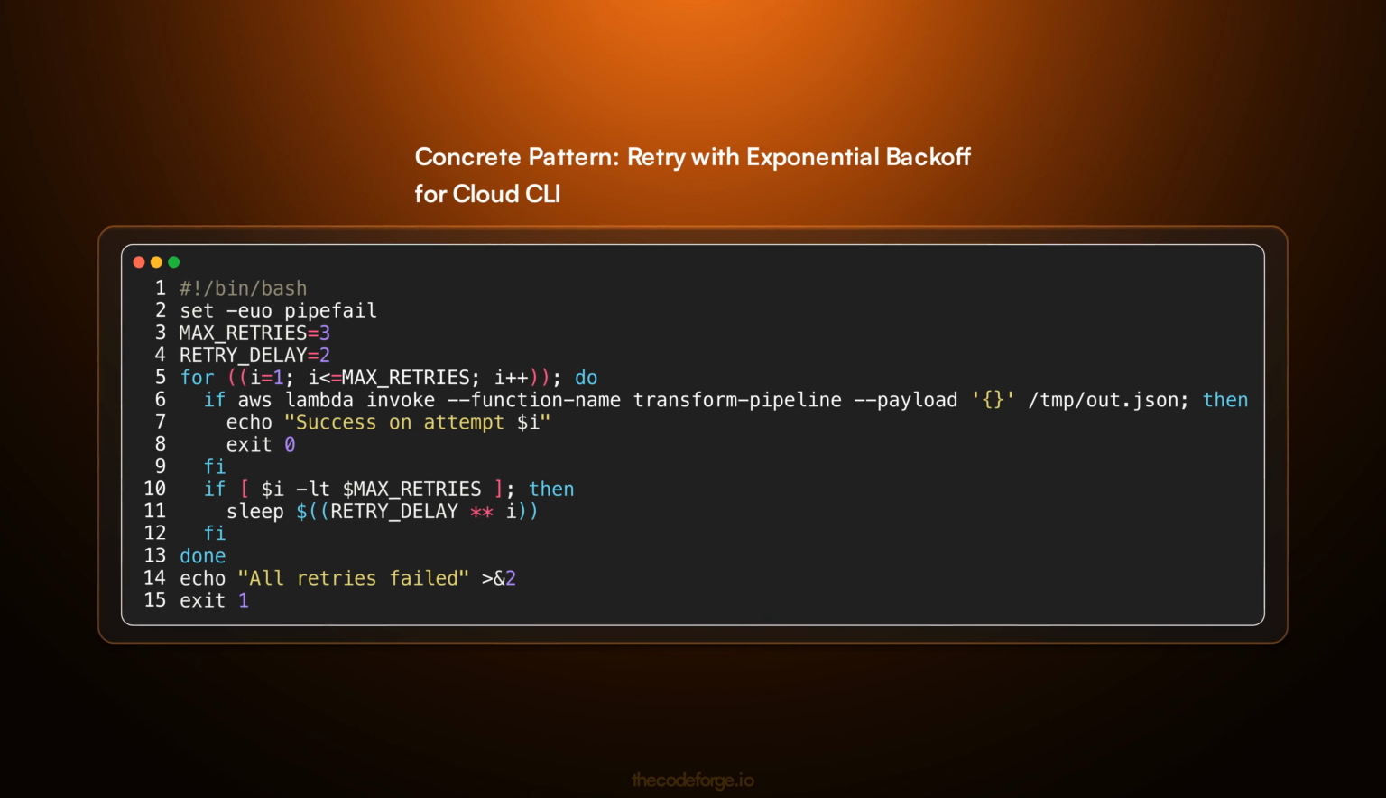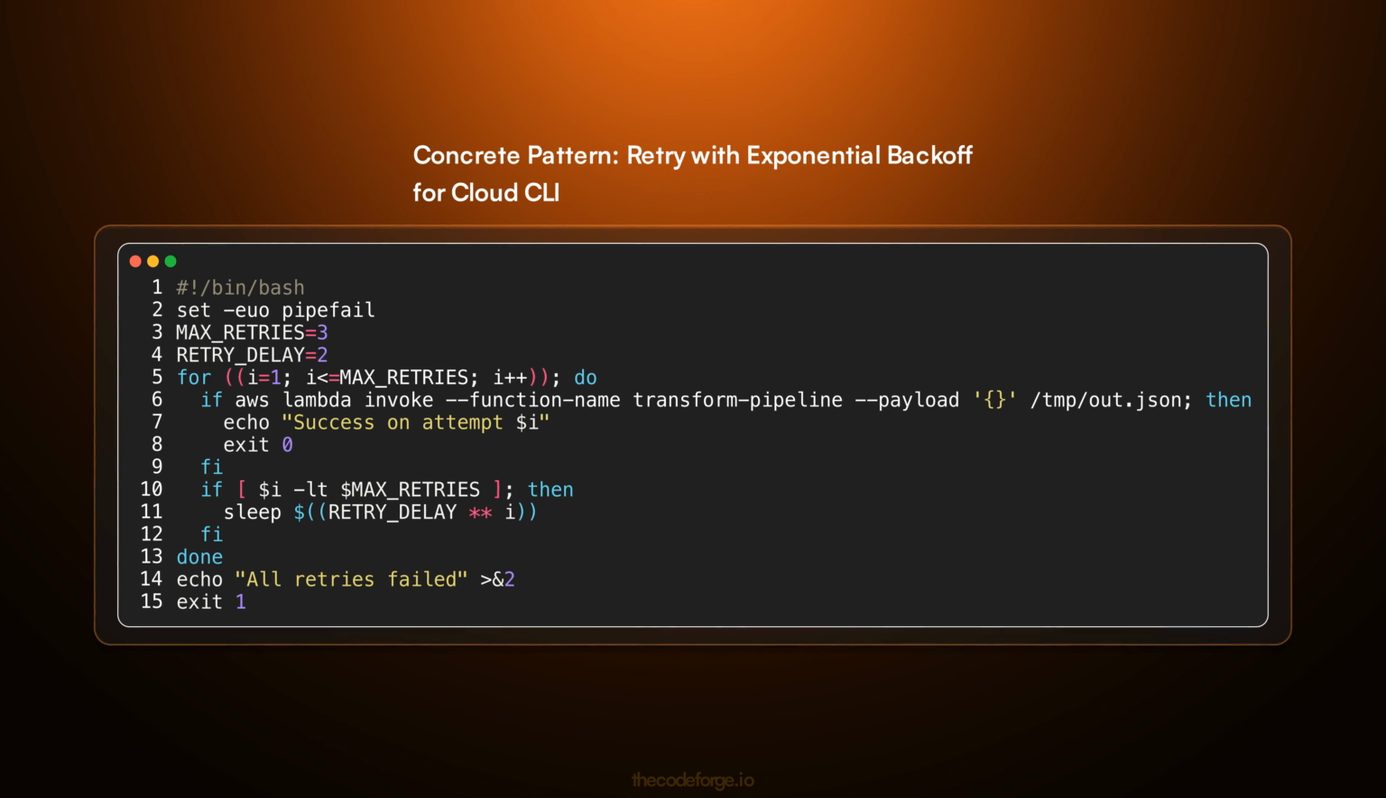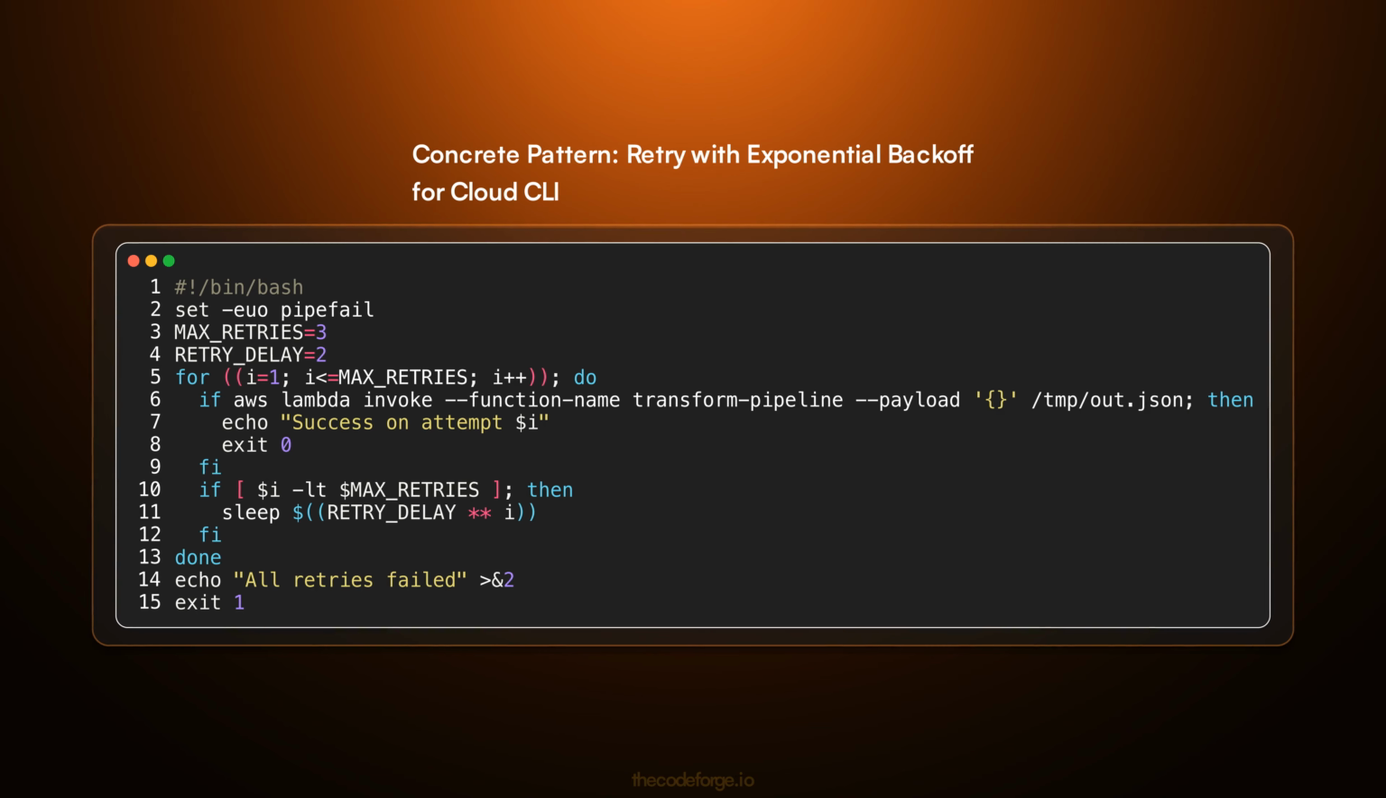The article mentions retry logic, but doesn't show a concrete script. Here's a robust shell snippet that retries an Amazon Web Services CLI call up to 3 times with exponential backoff, capturing exit codes and logging for AutoSys.